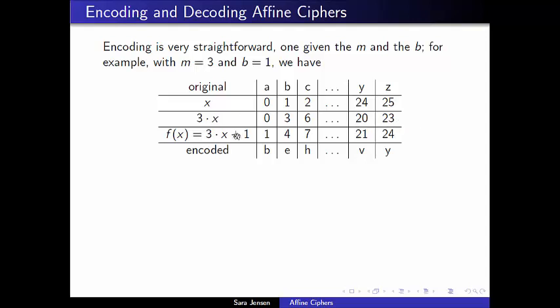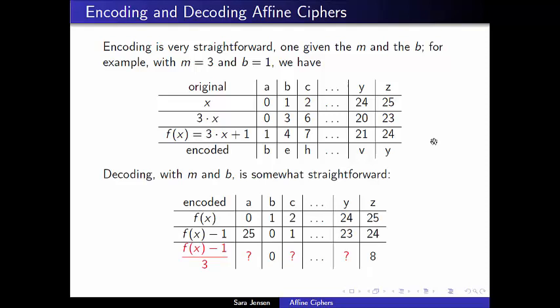So to keep our values in the right range, I've multiplied these values by 3, and at the end I've actually modded by 26 already. We add 1 to each of those values, and then we're done. That's the encoded numerical value. To figure out the encoded letter, we just look up, oh, well, 1 is B and 4 is E, and so on.